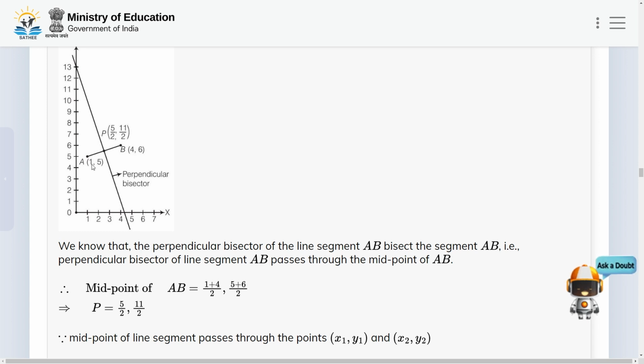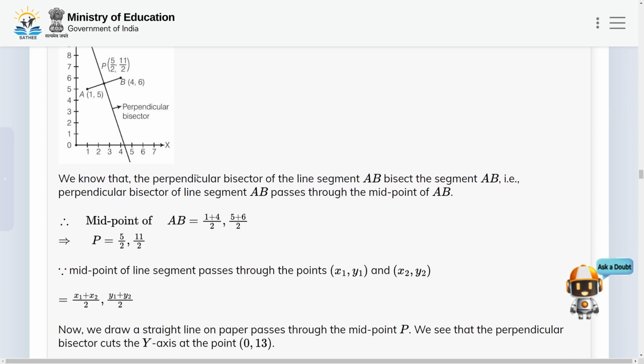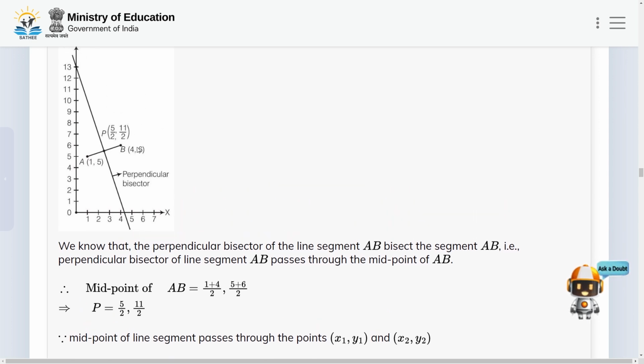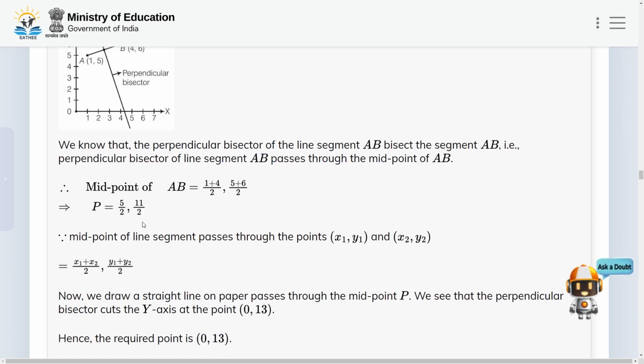So this point is A (1, 5) and this is B (4, 6), and here this line passes through the point (5 by 2, 11 by 2). This is actually the perpendicular bisector of this line. We know that the perpendicular bisector of the line segment AB bisects the segment AB, that is, it passes through the midpoint of AB. So here the midpoint of AB is (4 plus 1) by 2 comma (6 plus 5) by 2, that is (5 by 2, 11 by 2).